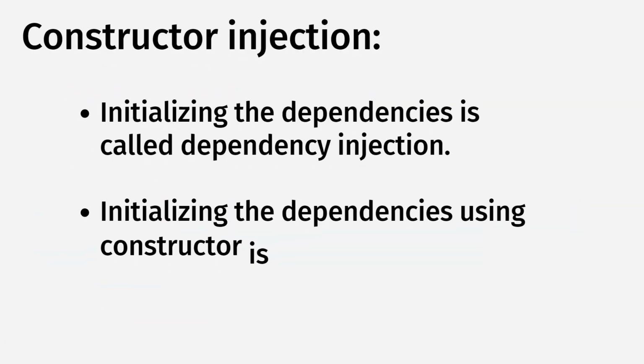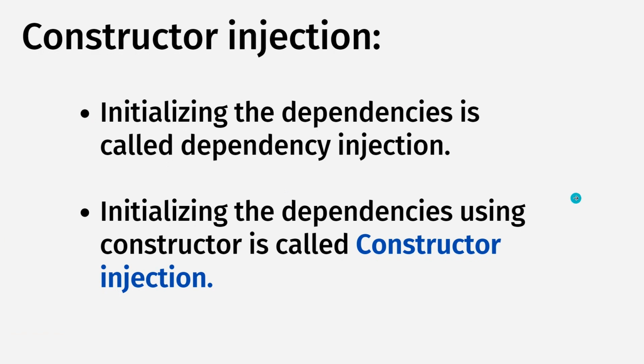So constructor injection, what does it actually mean? When we learned about dependency injection, we got a one-liner summary: initializing the dependency is called dependency injection. But now, what are the ways through which we can initialize those dependencies? Initializing the dependencies using a constructor is called constructor injection. So we will initialize the dependency, but using the constructor. Then it's called constructor injection.